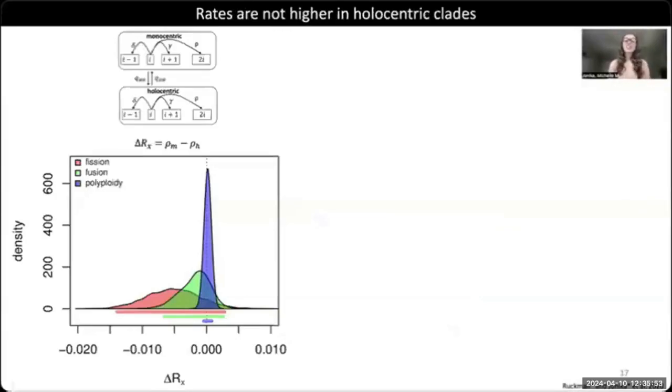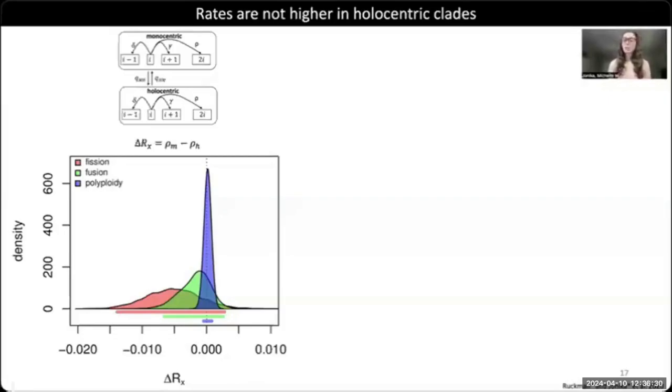So this figure on the left-hand side shows the highest posterior density of the delta R statistic along the horizontal axis, where the credible interval of each rate, fission, fusion, and polyploidy, in pink, green, and purple respectively, is located under each density curve. And I have the model that we ran as a reminder pictured above the plot, as well as that delta R rate difference equation. And we can see that all three credible intervals for fission, fusion, and polyploidy overlap 0, indicating that we can't say that either monocentric or holocentric clades are evolving faster rates of chromosome number evolution.